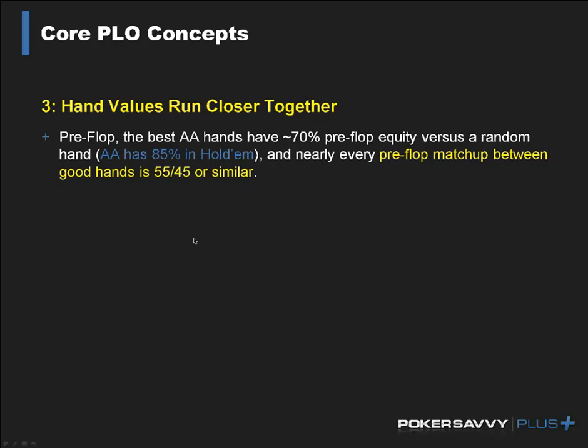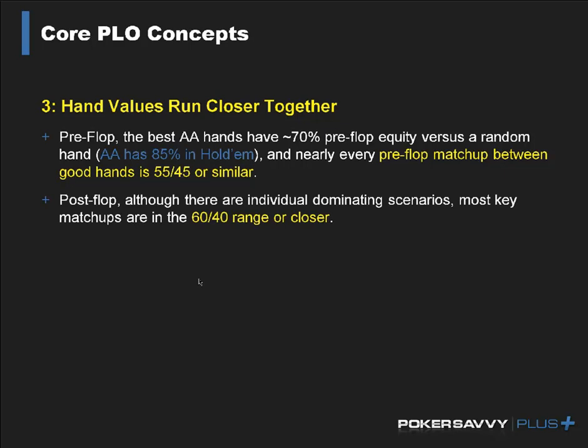There's a lot of consequences of this. We won't be able to get into all of them, but I will continue and say that post-flop, yes, there are individual dominating scenarios, set over set, dominating draw over dominating draw, but most key matchups are in the 60-40 range or closer. So that's the overall basic numbers, and those numbers have a lot of implications.